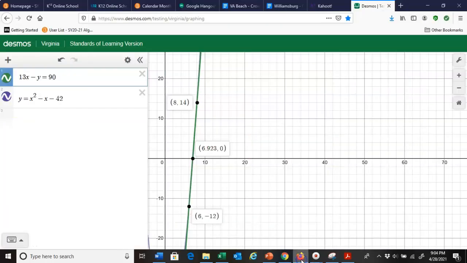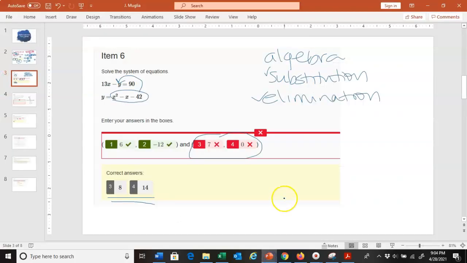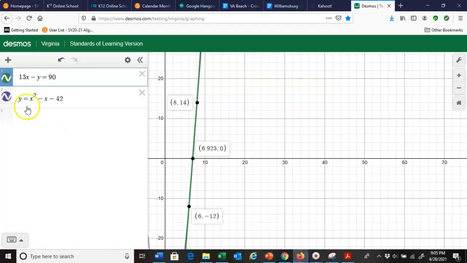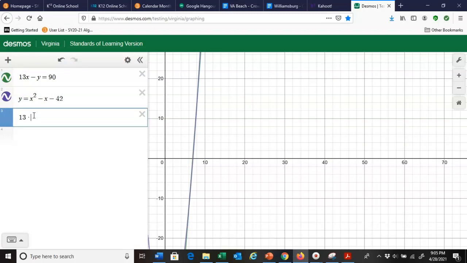That's a tricky one, honestly, because it does appear that they might be crossing there as well. But if that ever happens, you can test it. So this is the point that's in question, the one that's along the x-axis. If this is a solution to this system, then it will work in both equations. So let's try it. 13 times 7 minus 0, I'm just plugging in the x and the y. What is 13 times 7?